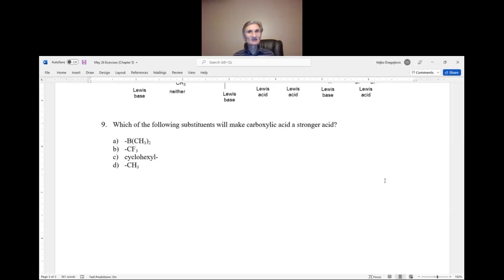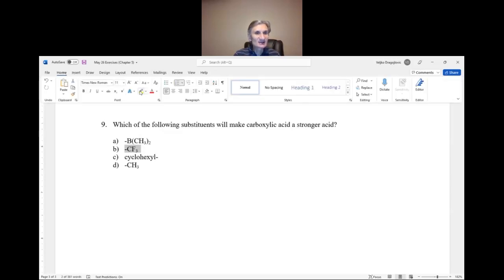If electronegativity is the same or lower than carbon, then it's actually an electron donating substituent, and it makes the acid weaker. So in this case, you're looking for a substituent that is electron withdrawing. Boron actually has lower electronegativity than carbon, so that makes the acid weaker. This is trifluoromethyl. Fluorine has higher electronegativity than carbon, and in this case, there are 3 fluorines on 1 carbon, so we consider that as one substituent, but it's electron withdrawing, so that's correct. That is the correct answer. The trifluoromethyl group will make an acid a stronger acid.